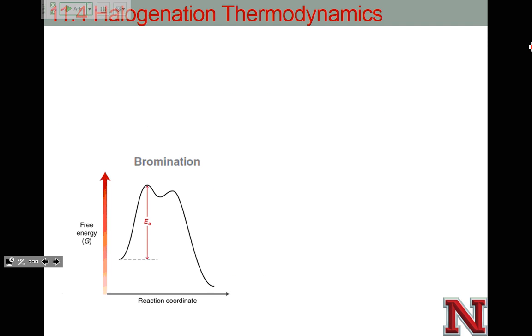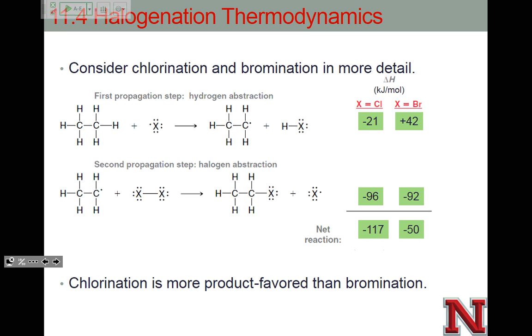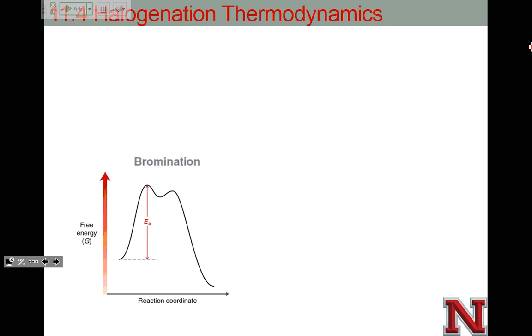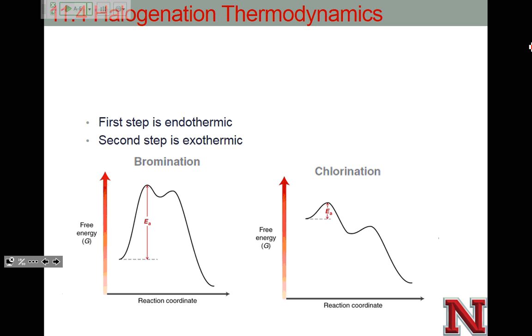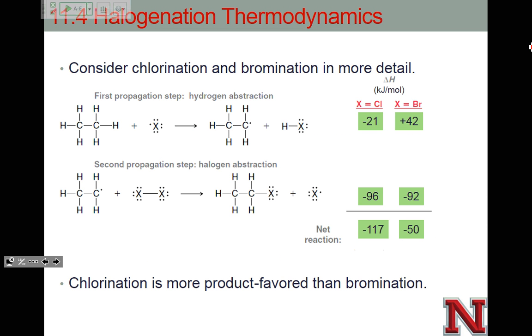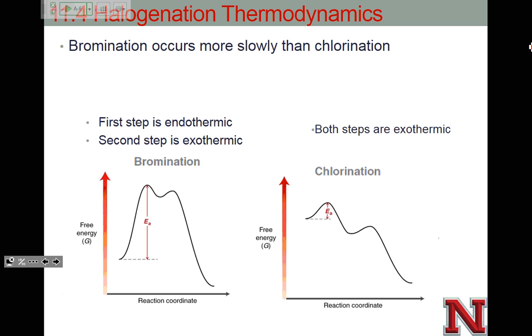So chlorination is more product favored than bromination, but if we look at our reaction coordinate diagrams, what this shows is, because the first step for bromination is positive, our first step is endothermic, meaning our starting material is lower energy than our intermediate. If we look at chlorination, our starting material is actually higher in energy than our intermediate. And why is that? Again, looking at our propagation steps, what that's saying is that this is higher in energy than what results here. And for bromination, that's opposite. So both steps are exothermic.